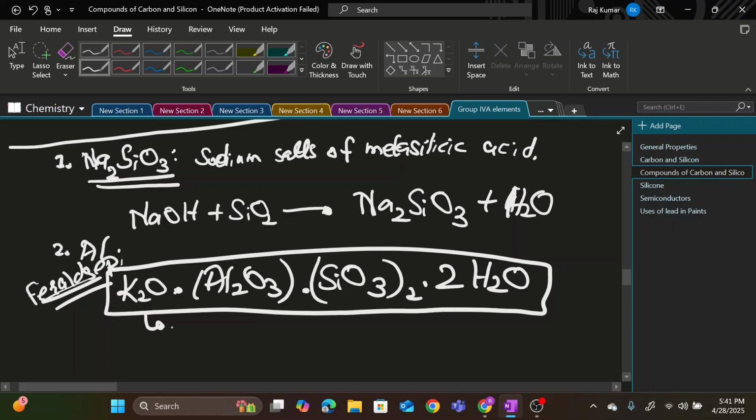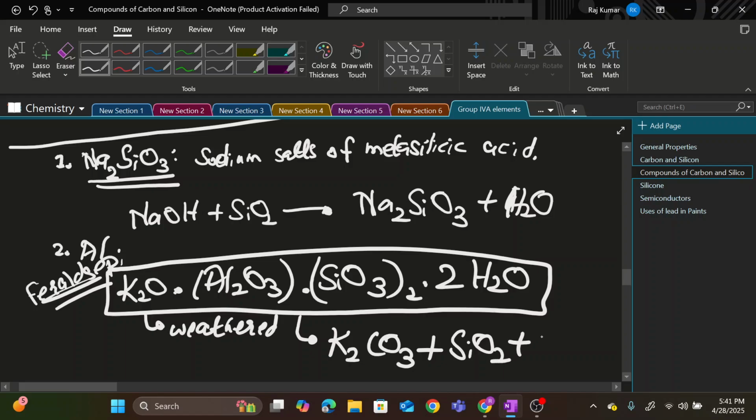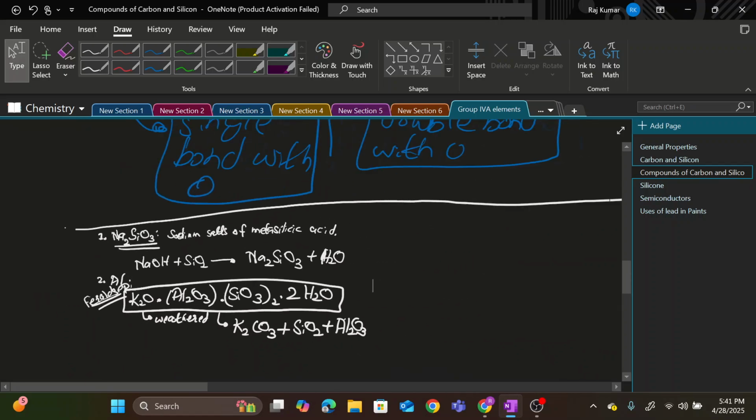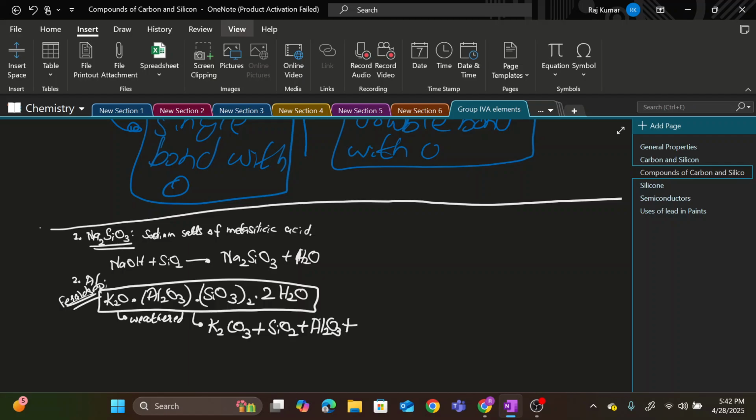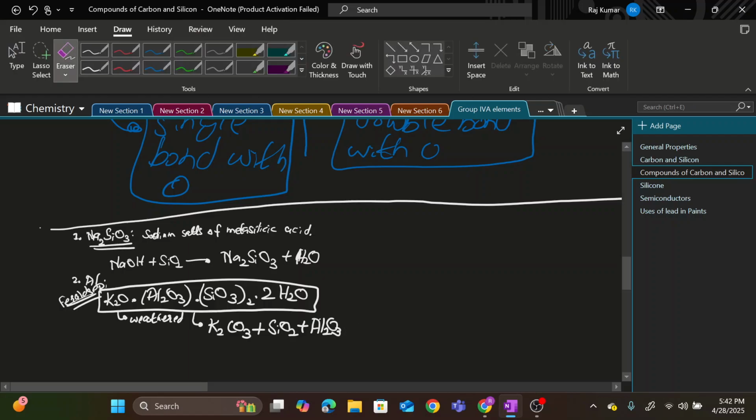Now, when this rock mineral is weathered by the chemical action of water and carbon dioxide, and by boiling and freezing of water inside the rock, that weathering converts it into potassium carbonate plus sand, which is silicon dioxide, and a clay which is known as kaolin.